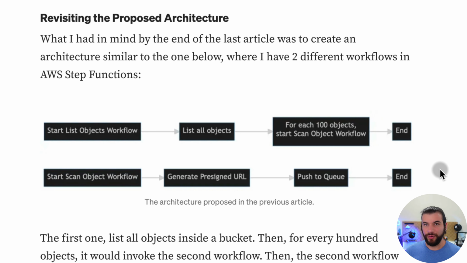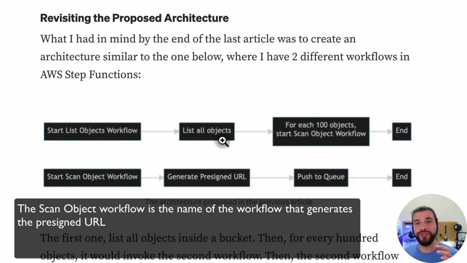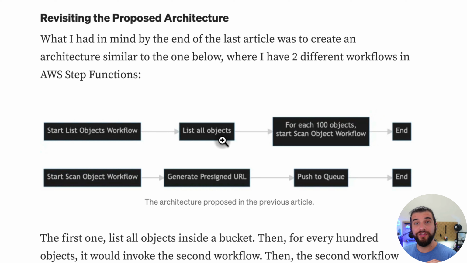So as you can see here, that was what I had in mind, right? I didn't build this, it was just in my head in a notebook. What I wanted to do was have a list objects workflow. I would start that one, it would list all the objects, and then for each 100 objects, it would start a scan object workflow. So now instead of having just one step function, I will have two. One for listing and one for scanning. And then the listing would trigger the scanning once per 100 objects, right?